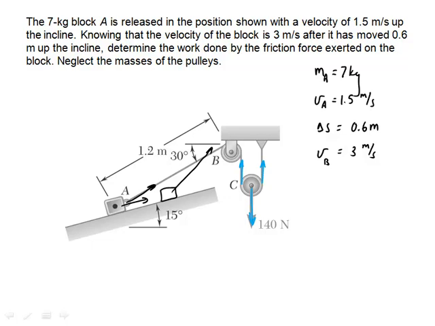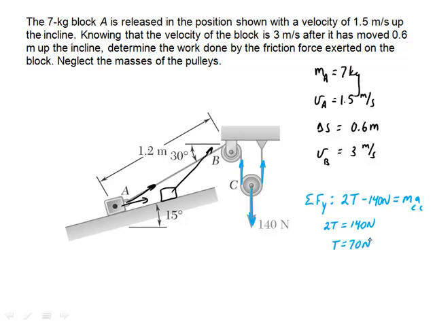Now the pulley has no mass, so when I look at the sum of the forces in the y direction, I get two tensions up and 140 newtons down, and that equals the mass of the pulley times the acceleration of the pulley, which I'll label the acceleration of c. Now acceleration of c is not 0, but the mass of c, that is 0. And so 2T equals 140 newtons, or T is equal to 70 newtons.